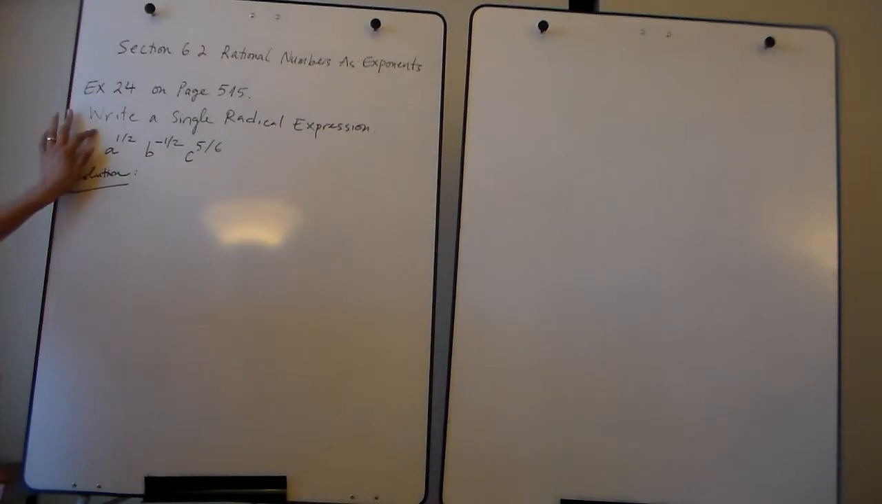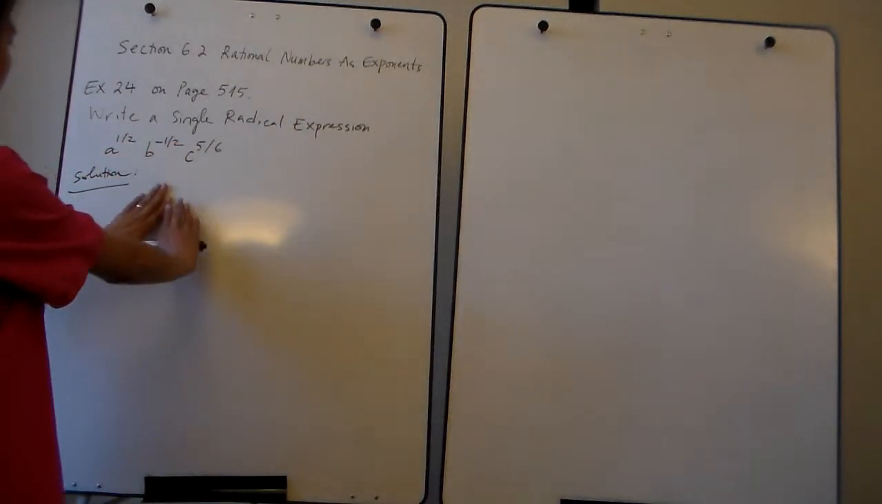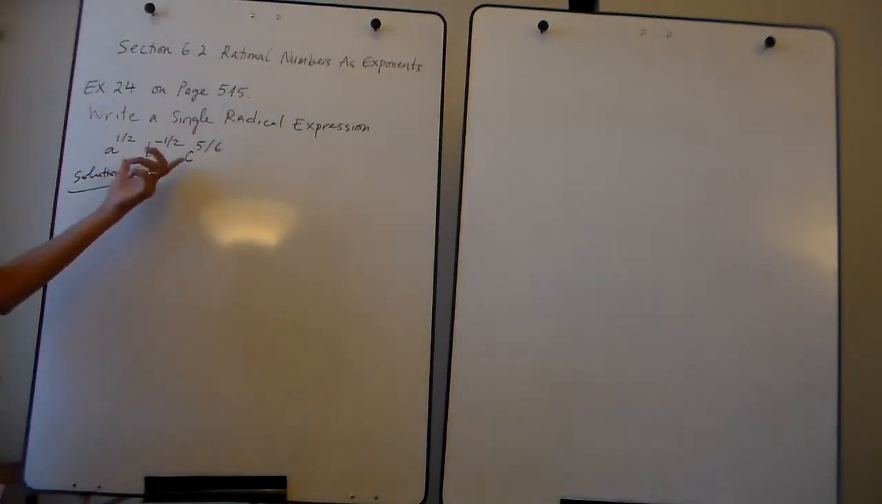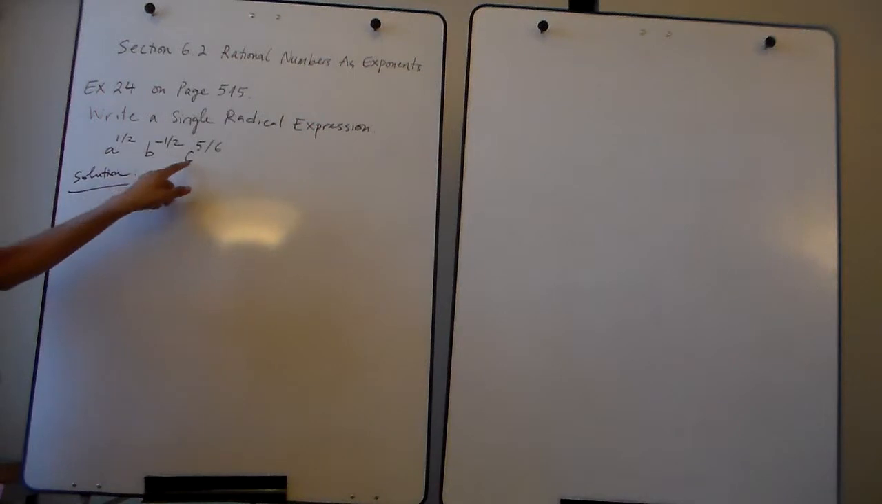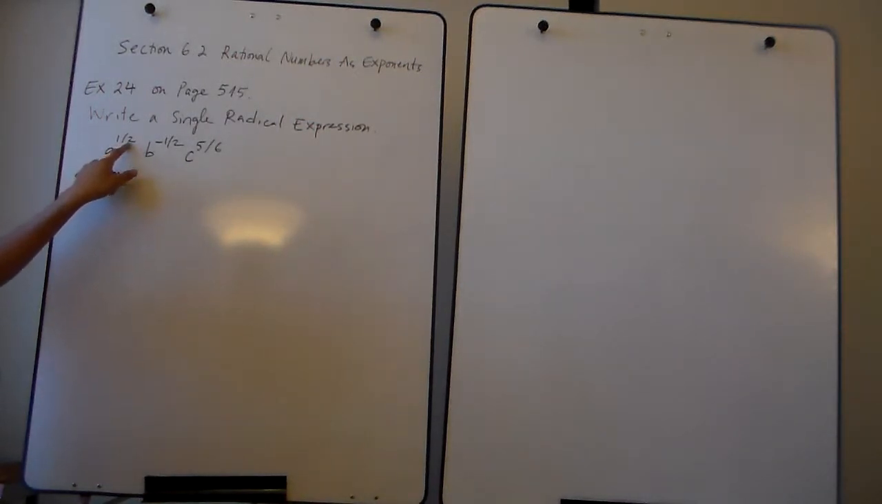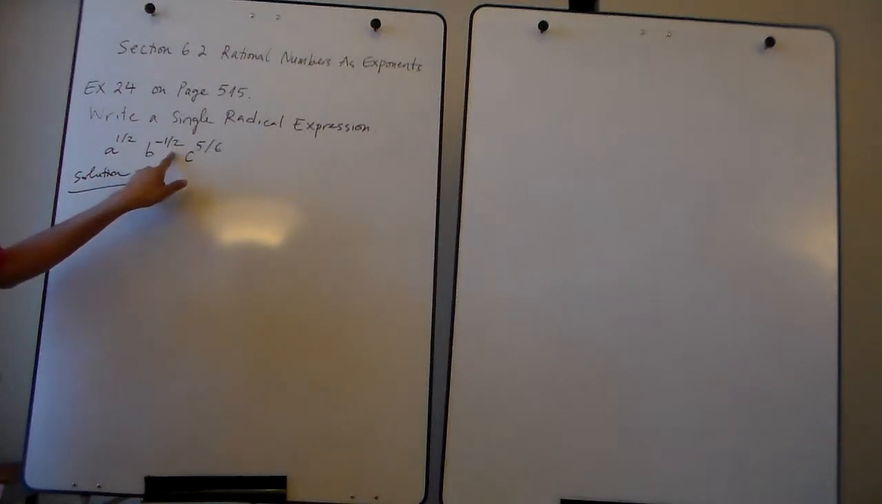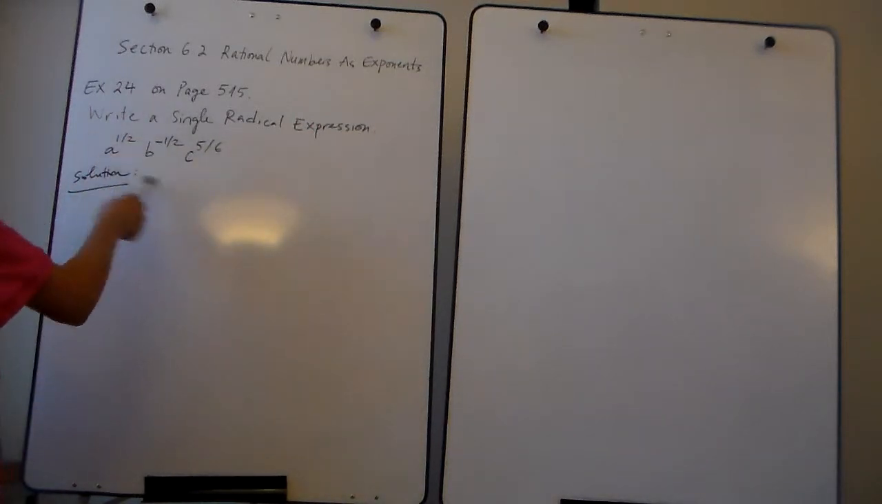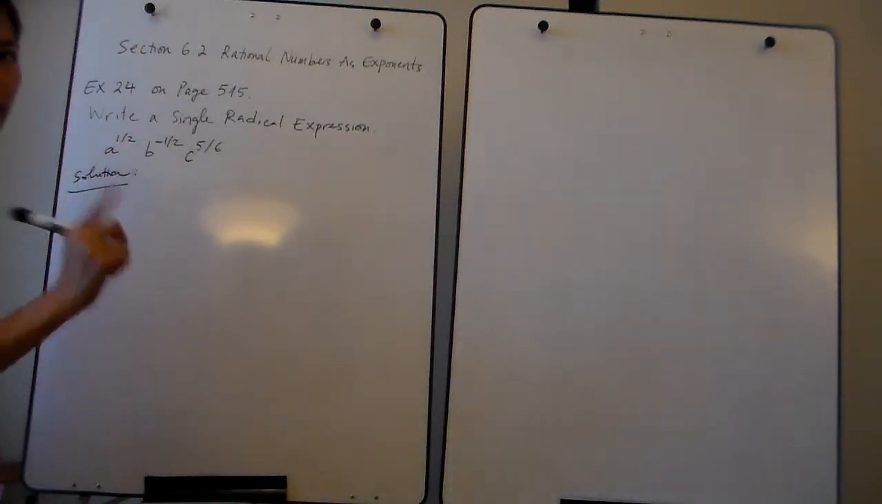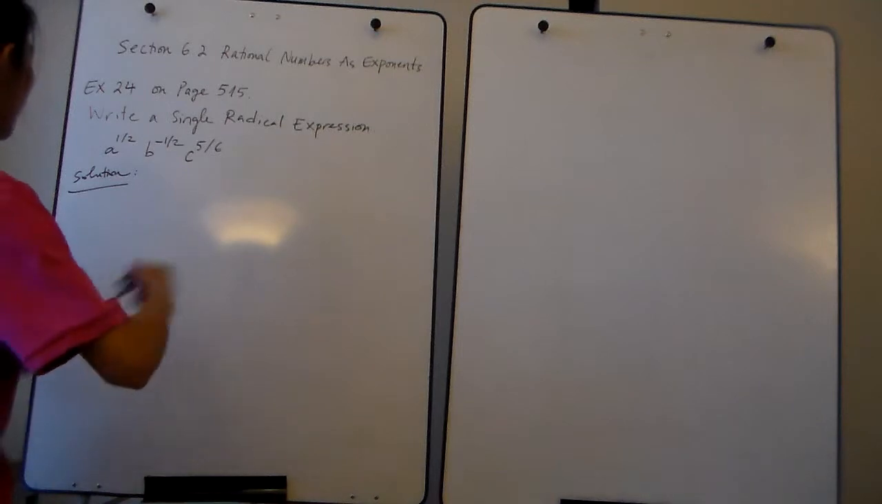Example 24 on page 515. Write a single radical expression. So we're given here one expression that consists of three exponent forms: A raised to 1/2, B raised to -1/2, C raised to 5/6. So we need to write this expression as one single radical expression.